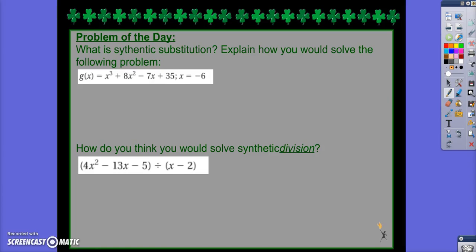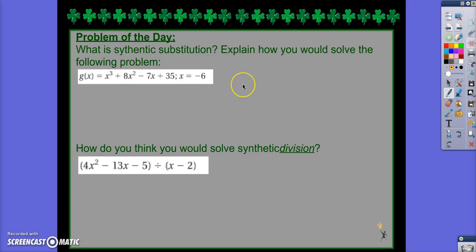Okay, so now we're going to continue on with lesson 5.5, part 2. And if you remember in the last lesson, we talked about long division. Well, there is such a thing called synthetic division. Now, it doesn't work for every single problem, but if you could use synthetic, obviously it's going to be shorter than long division. The problem of the day I'm actually going to work out with you because it's very similar. Well, it actually sets up the lesson for us.